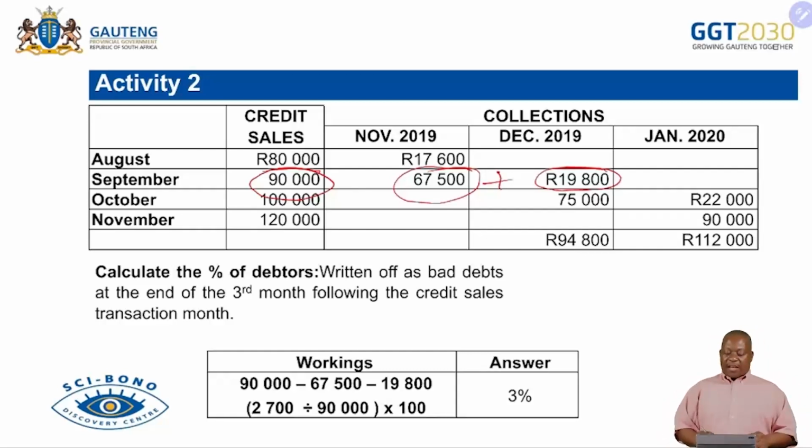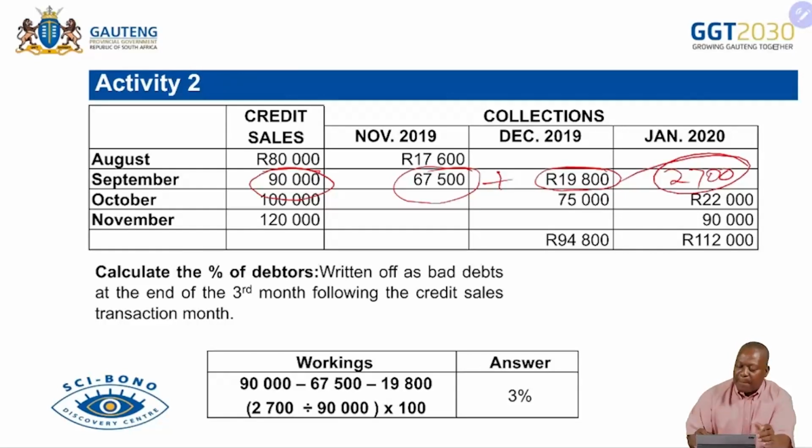But is this going to add to the total of 90,000? No. It therefore means there is something that we are never going to get from our 90,000. So we can safely say 90,000 minus 67,500 minus 19,800, we are going to get 2,700, which is an amount that we are never going to get back. That's bad debts.